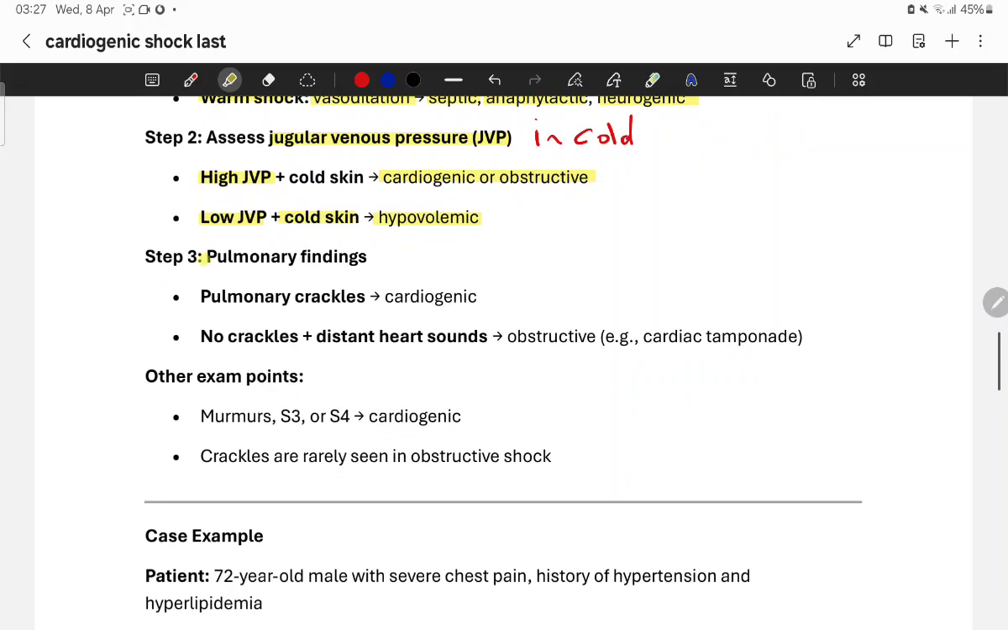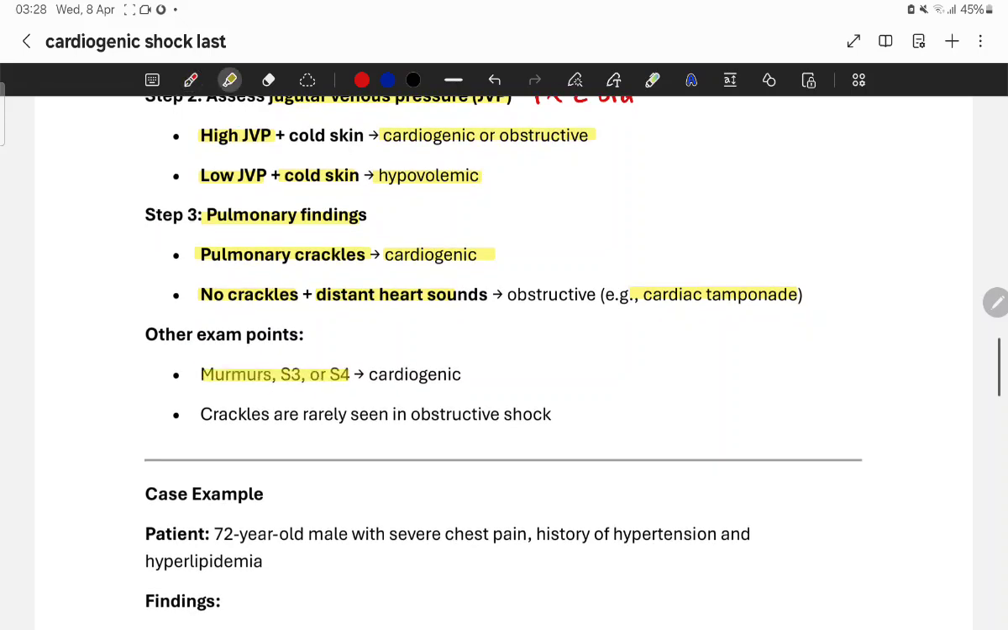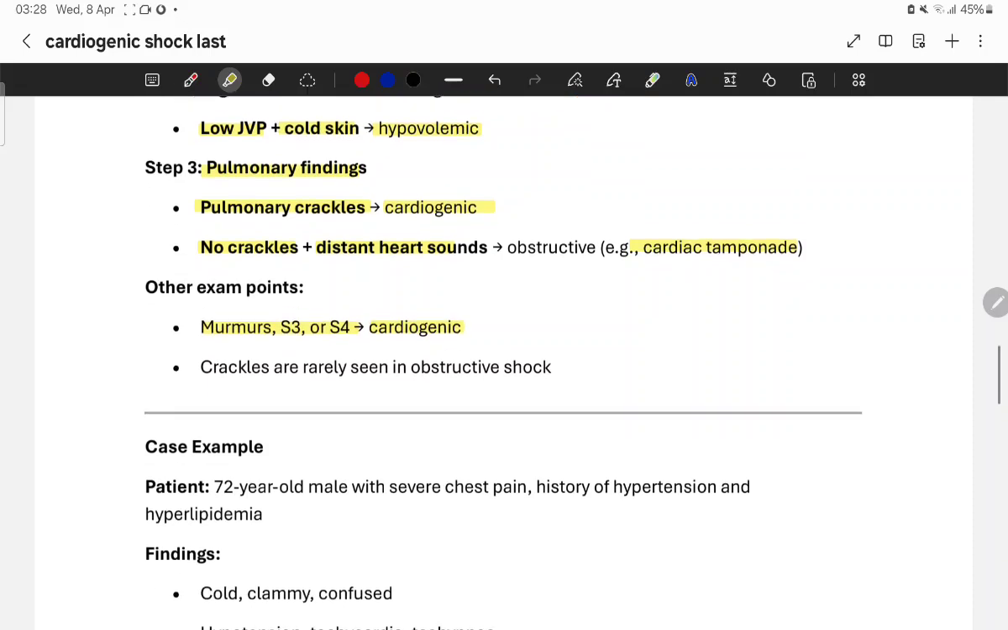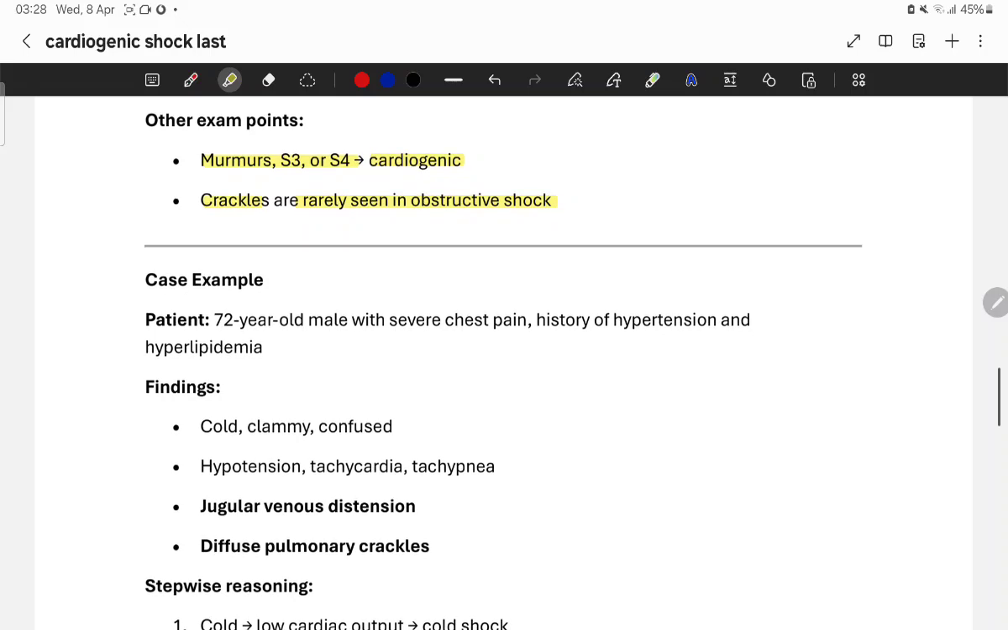Last but not least, we examine the pulmonary findings. If pulmonary crackles are associated with S3, S4 or murmurs, this is most likely cardiogenic shock due to pulmonary congestion. If no crackles are present and heart sounds are distant, we think cardiac tamponade. If absent breath sounds after a trauma, you think tension pneumothorax. So murmurs, S3 or S4 will point us to cardiogenic shock. Meanwhile, crackles will also point us to cardiogenic shock and are rarely seen or almost not seen in obstructive shock.